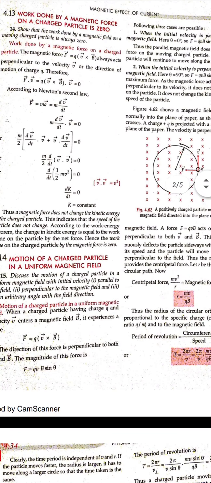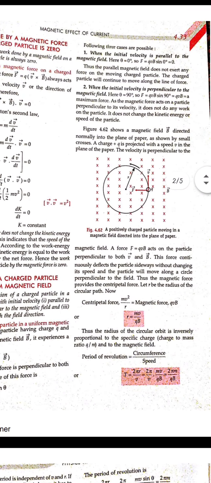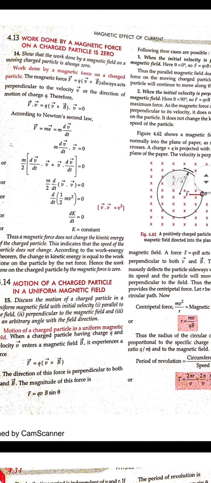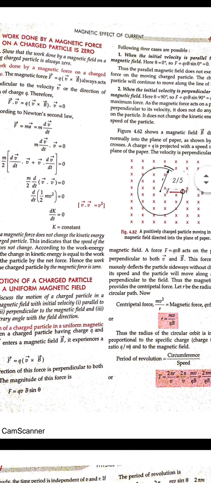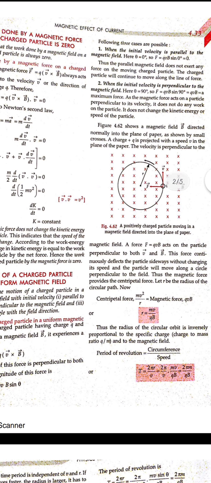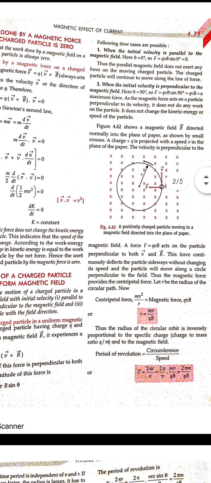Similarly, there are 3 cases possible for a moving charge in the uniform magnetic field. First, the initial velocity is parallel to the magnetic field, and we know that a parallel magnetic field does not exert any force on the moving charged particle. They should be perpendicular to each other. So when the initial velocity is parallel, theta equals 0 degrees, and sin 0 is 0. So whenever the velocity of the particle is parallel to the magnetic field, the magnetic field does not act on the particle.